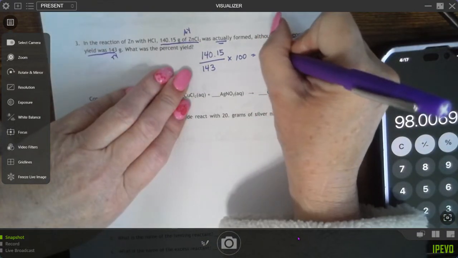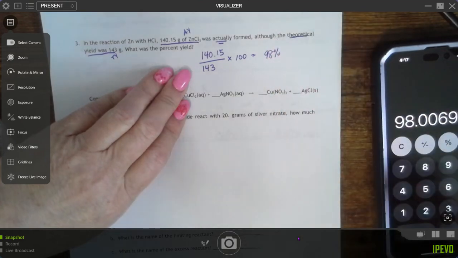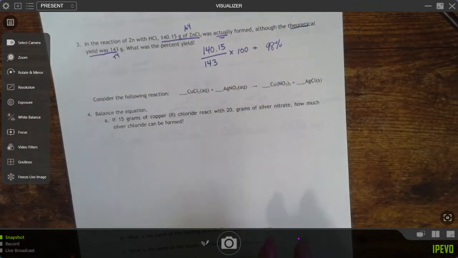98%. That's a really good reaction. All right, let's do one more together.